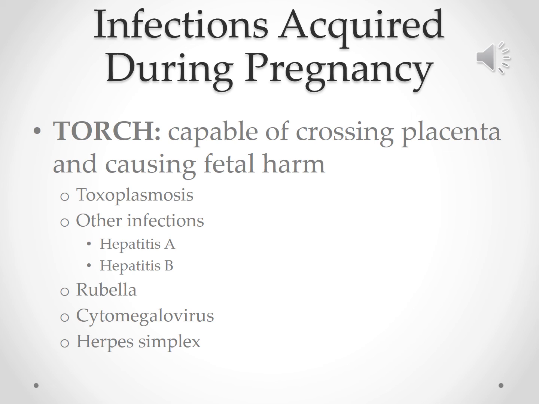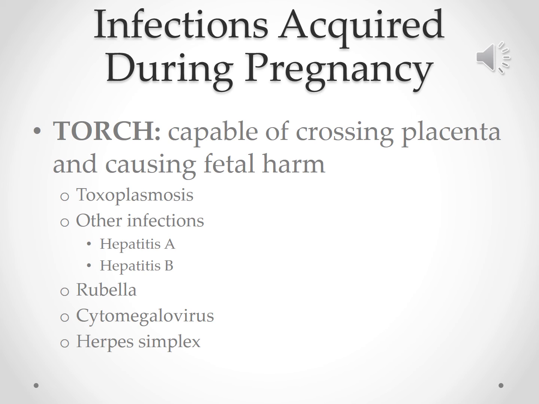CMV, this is a virus, and it's actually a herpetic virus. Unlike toxoplasmosis, which usually didn't come back again, with CMV you can get it again. So the presence of CMV antibodies does not prevent reinfection. So that's an important thing that we need to make sure our moms know. And then herpes. I mentioned it a little bit when we talked about integument on the last lecture.